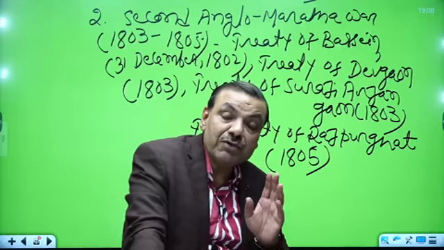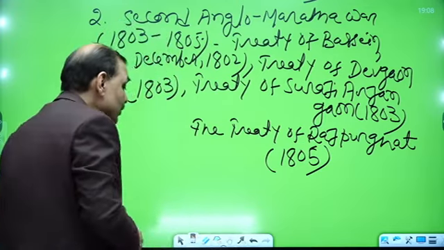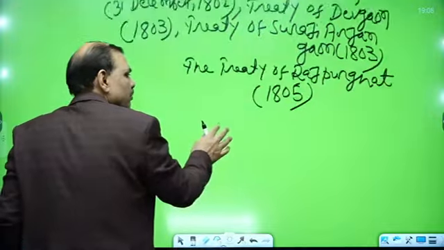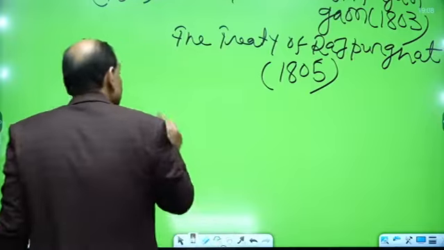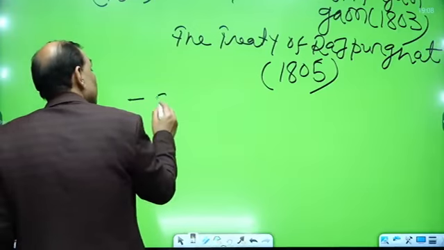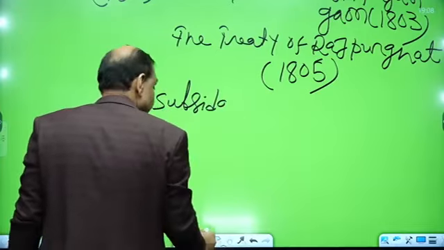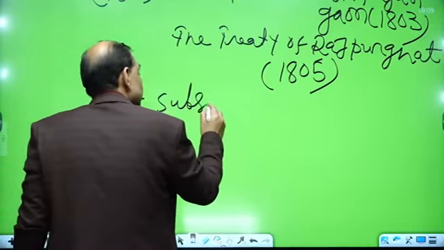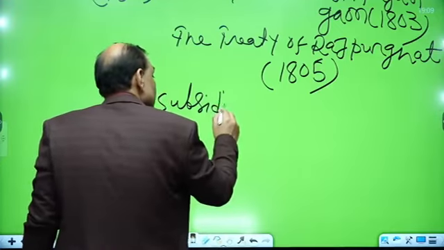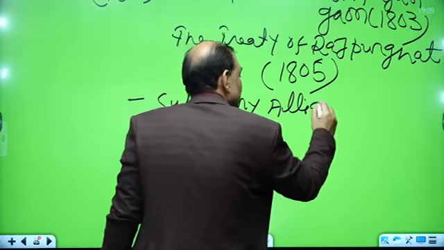So two wars I have mentioned. Both the wars ended, and Lord Wellesley was the protagonist of both the wars. But after that, the backbone of Maratha power was just broken, you know. But the second policy was the subsidiary alliance system.